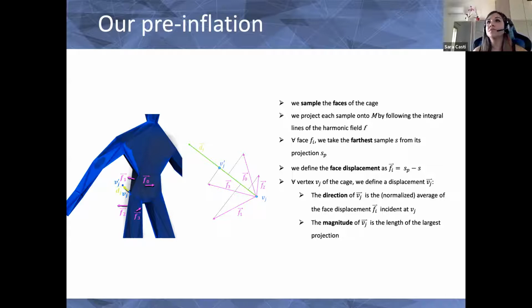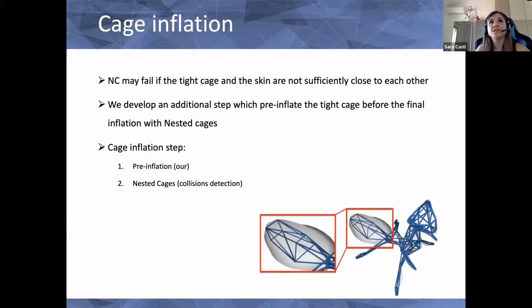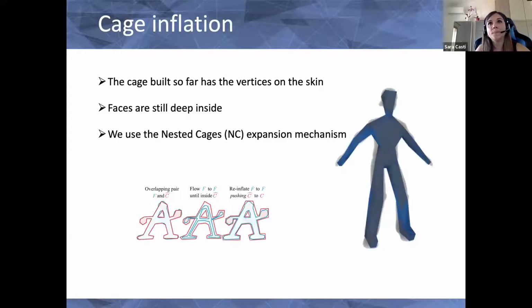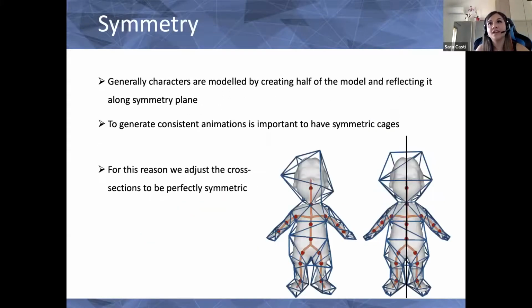So then we compute a face displacement that gives a direction for moving the face. And then for each vertex of the cage, we compute a direction, which is the normalized average of the face displacements of the neighborhood faces, and a magnitude, which is the length of the largest projection. This is due to the fact that we want to go as far as possible to make the further step work properly. So after this step, we jump back to the nested cage inflation, and we compute the final cage.